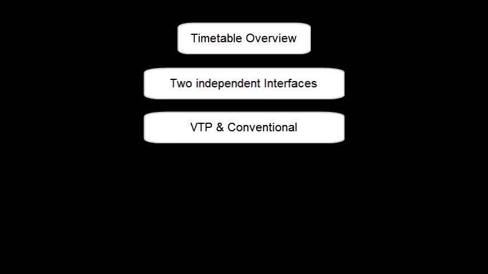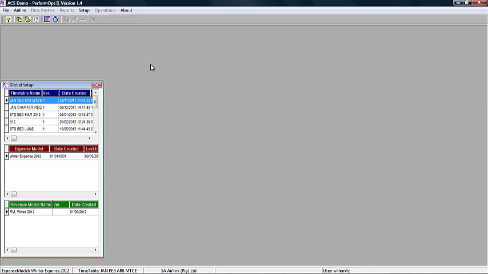In this short tutorial, we will focus on timetable construction. There are two different interfaces available for creating and or maintaining timetables. These are the Visual Timetable Planner, or VTP, and the conventional table type interface. We will focus on the VTP first.